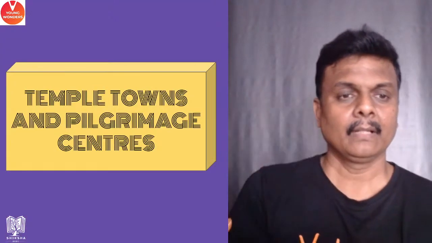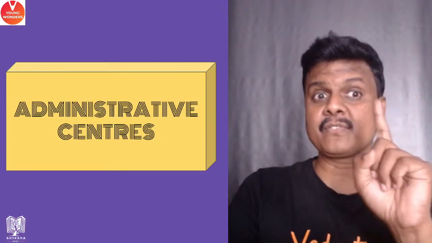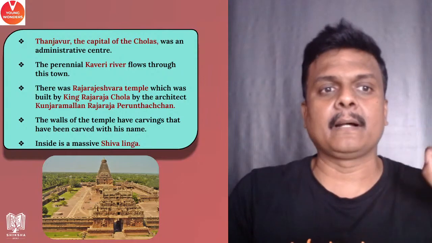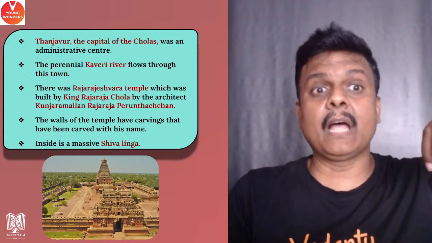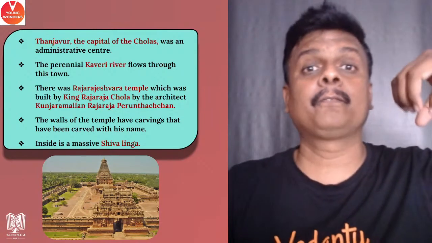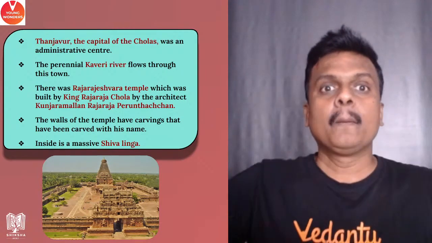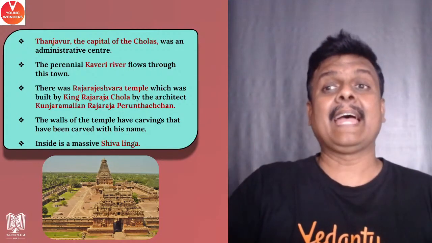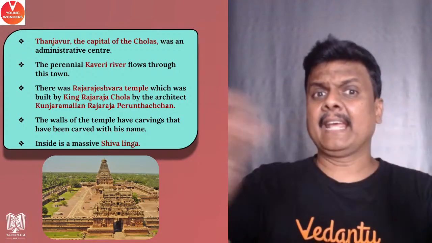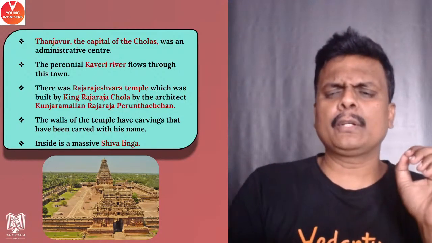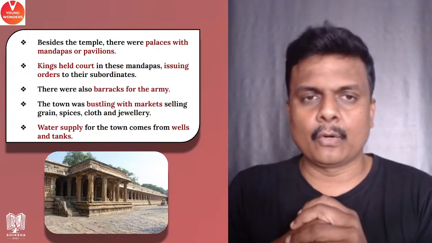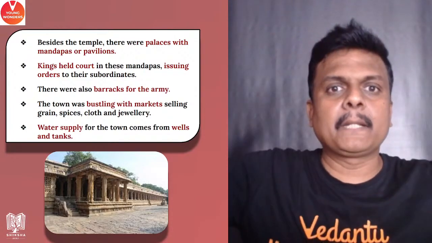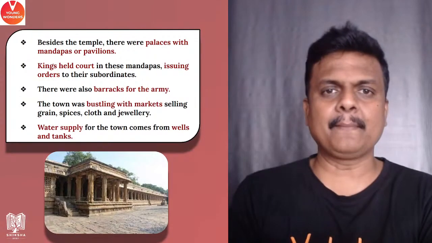Clear? Okay guys, so once again, administrative centers. We have a great example in the Rajarajeshwara temple built by King Rajaraja. This Tanjavur was an administrative center. For what reason? Because this temple attracted a lot of commerce, that is business. It had the Kaveri flowing, the entire land was fertile, and a lot of markets were around. Kings even held their courts inside the mandapas of the temple. Everyone clear about administrative centers?